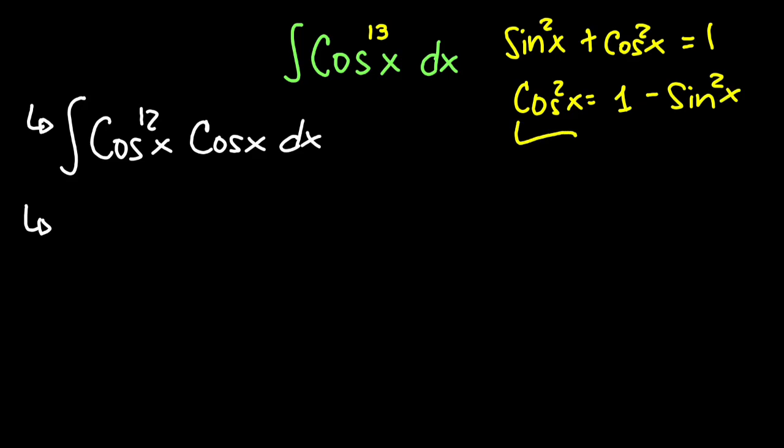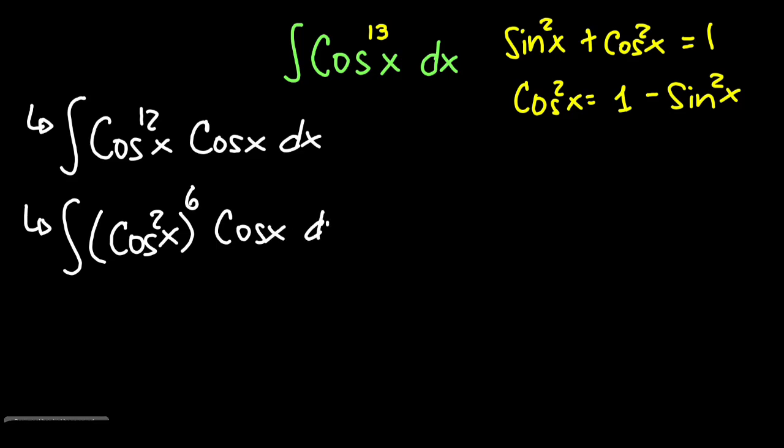What we need here is a cosine squared of x. Condensing this term, it would be cosine squared of x. 12 divided by 2 would be equal to 6. So it would be raised to the power of 6 and copy the rest. Now that we have this, we can now transform it.